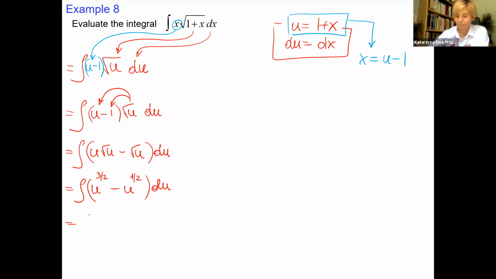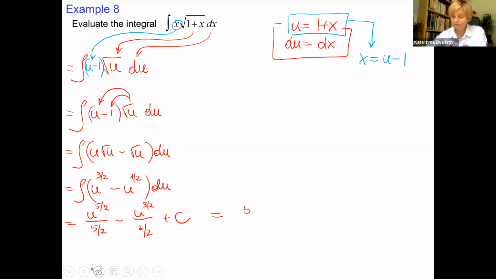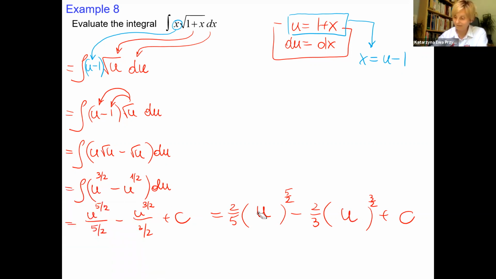Now we can use the formula. u to the power of 3/2 becomes u to the power of 5/2 over 5/2. u to the power of 1/2 becomes 3/2, over 3/2. Okay, almost correct. Oh, we have to flip the fraction, 2 over 5. 2 over 5, u to the power of 5/2 minus, actually, I have to be careful, minus 2 over 3, u to the power of 3/2 plus the constant. And of course, instead of writing u, I will put back the original 1 plus x. That's the final answer. But please pause this slide possibly and check, okay, check the addition.